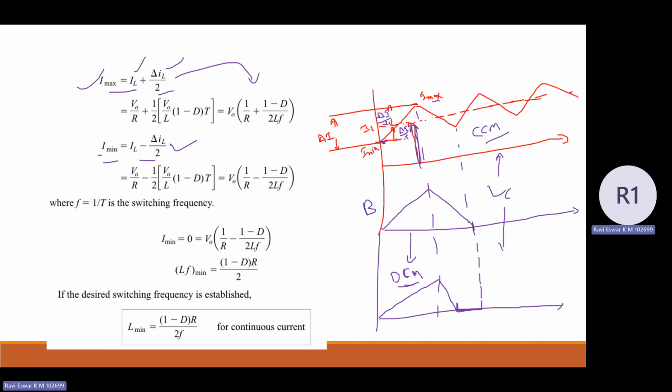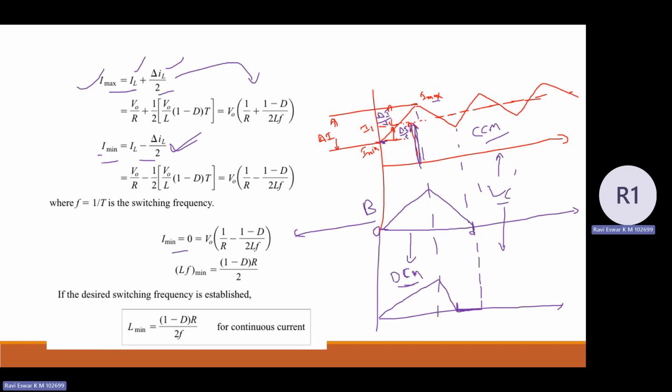Suppose the value of L is less than the critical inductance value, then definitely you are going to enter into discontinuous mode. So I need to figure out what should be the value of L for which I can maintain the current continuous, the minimum value of L required. So I'm going to take the same equation, I min equal to IL minus del I by 2. If I see the second graph, at this particular point it is just touching the axis. So I min value is 0.